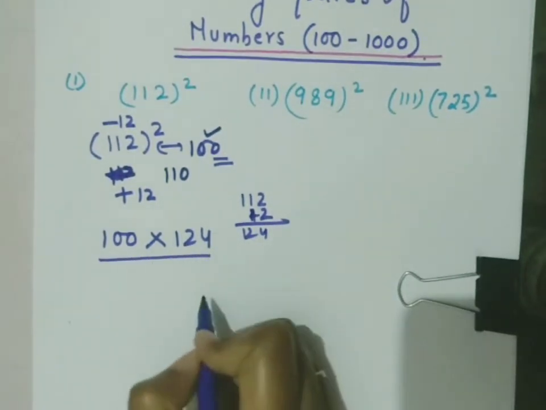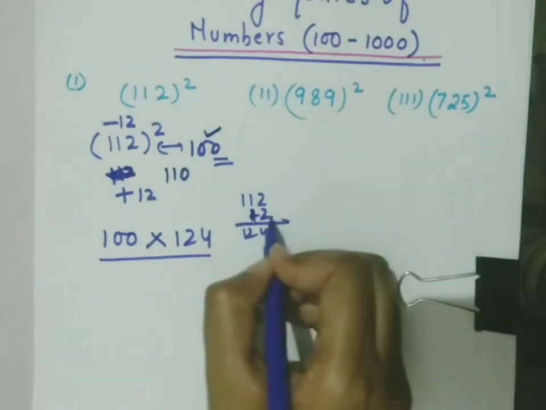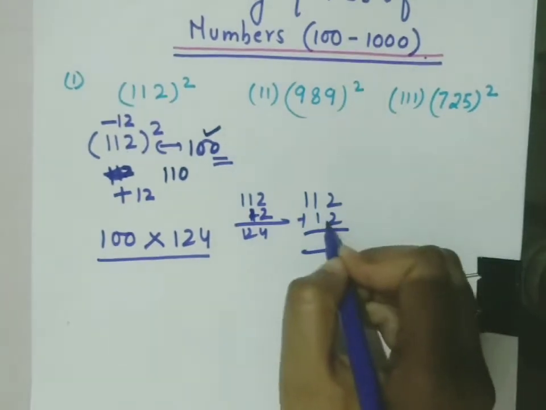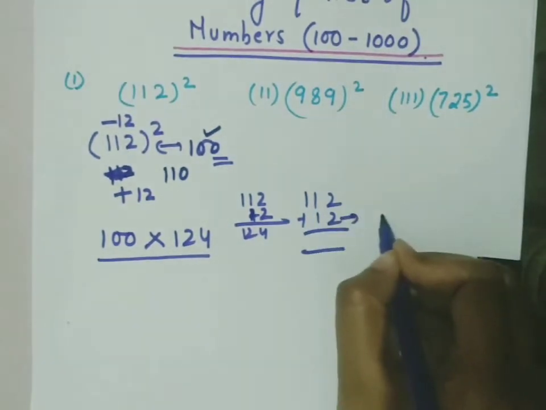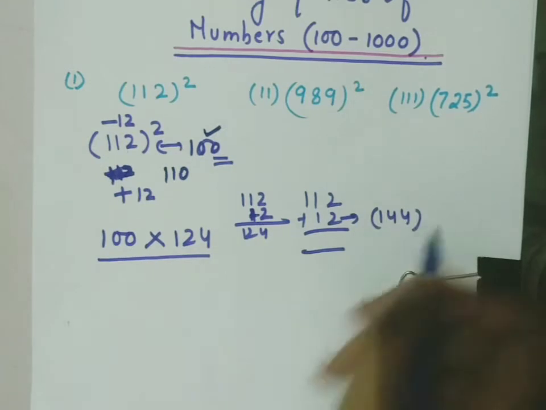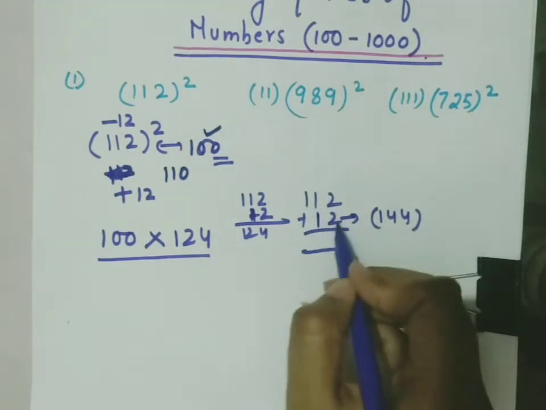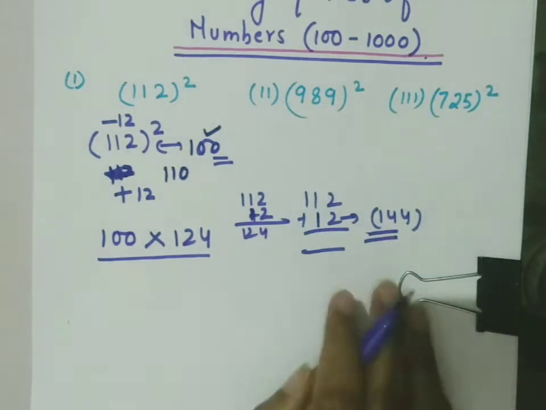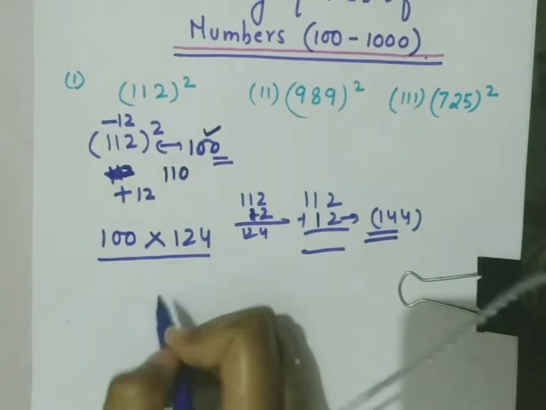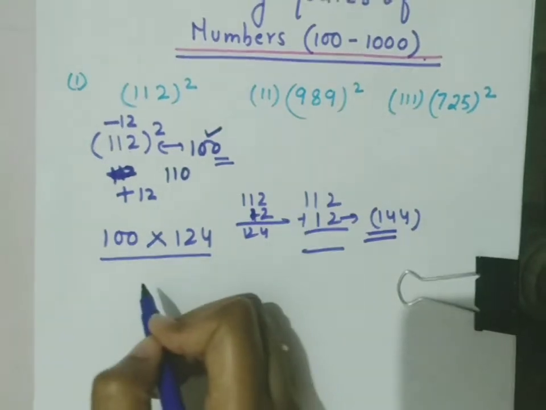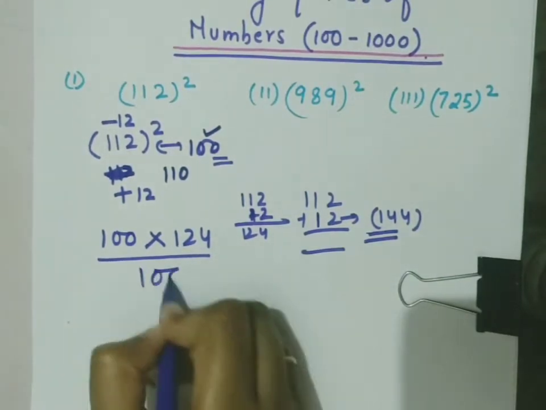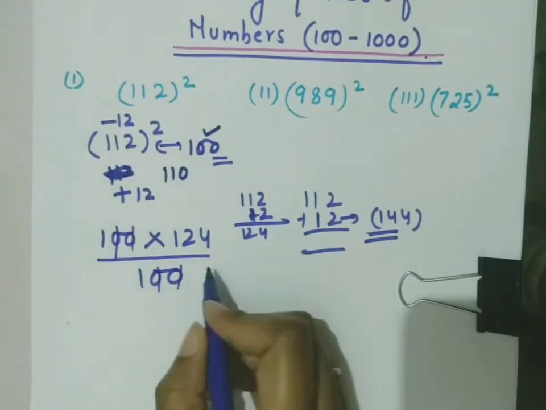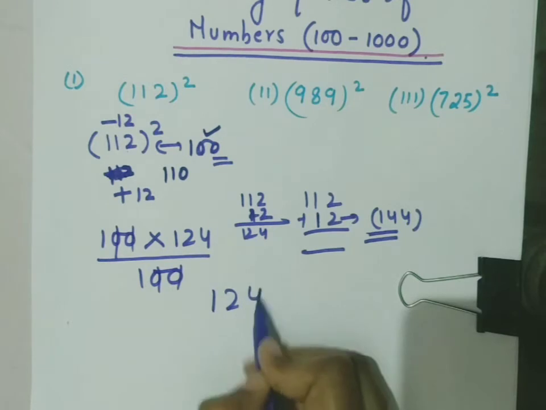Now do one thing. Whatever number we have added here, like we have added 12, we will find out the square of that number. That is 144 here. The fourth step is that we find the square of that number, which is 144. Now we have two zeros here. We have to cancel these two zeros, so we will divide by 100. Then only we can cancel these two zeros. Now we get 124 from here.